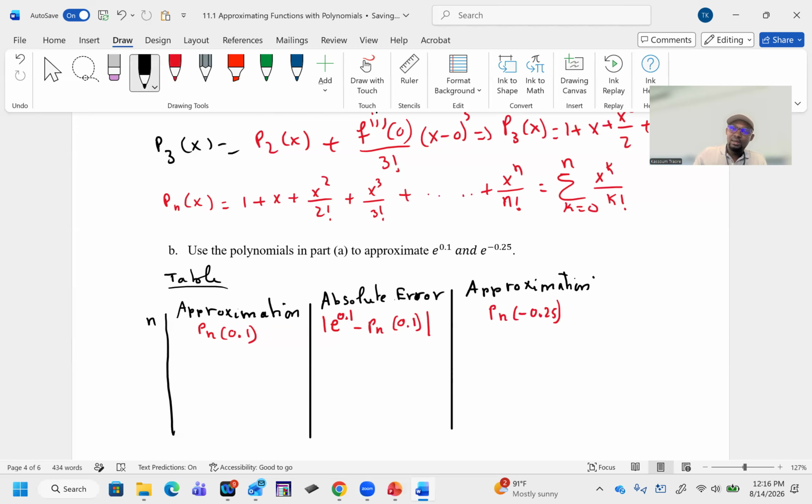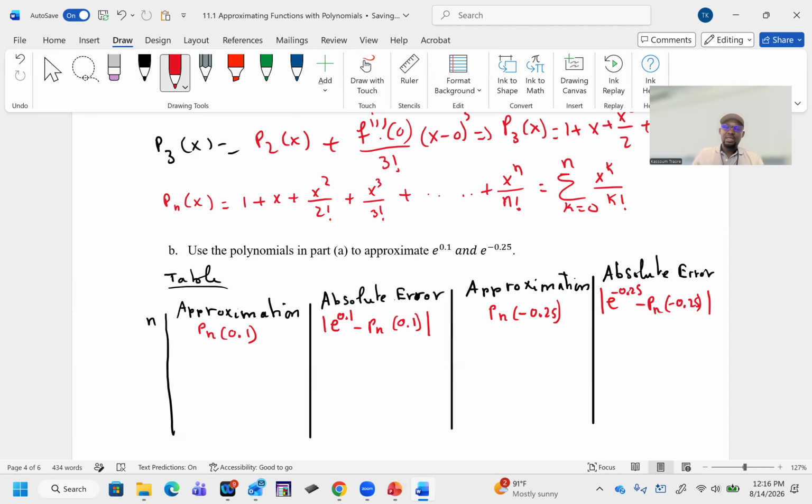And then we will do the absolute error of that as well, which will be e to the power of negative 0.25 minus p sub n of negative 0.25. Okay.